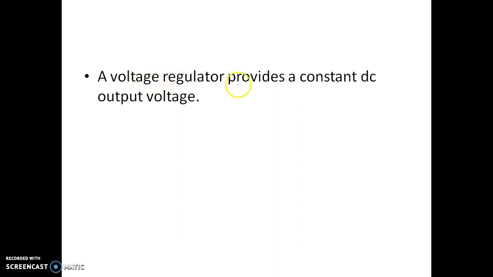A voltage regulator provides a constant DC output. You all know about voltage regulator. Suppose this is one varying load, RL. Then you want a constant voltage drop across the varying load. Then what you do, you connect one Zener diode in reverse bias in parallel with this load. Then what will happen, we know that in reverse bias the Zener diode acts like a voltage regulator.